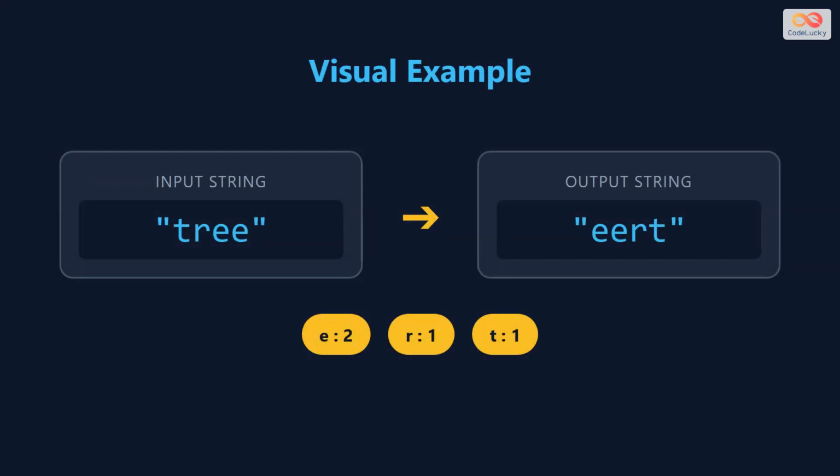Let's look at an example. If the input is the word tree, the letter E appears twice, while R and T appear once. So, in our output, the E's must come first. The result would be eert. The single R and T can be in any order after the E's.